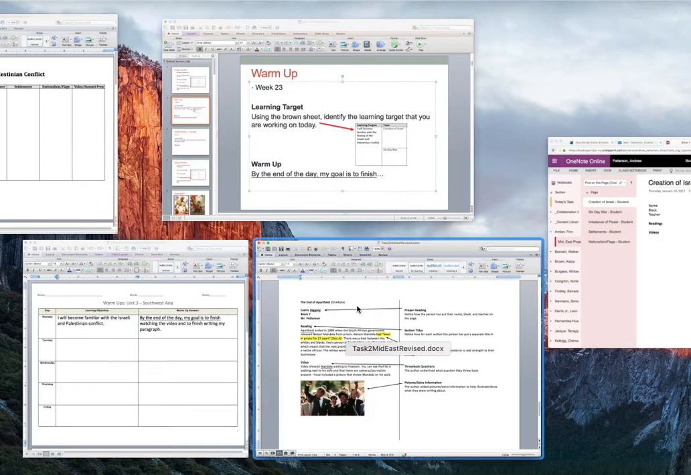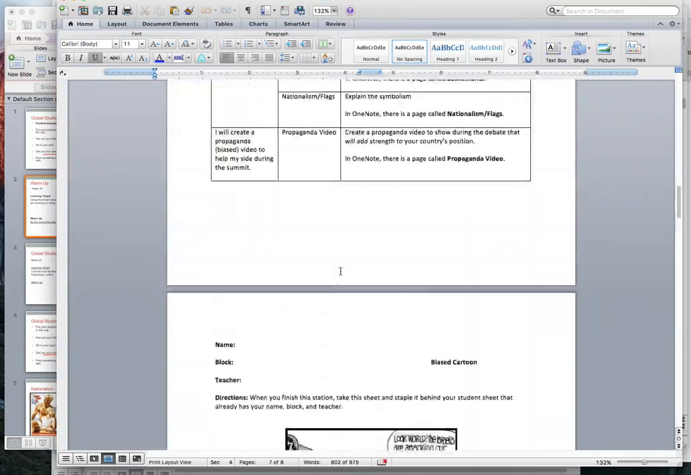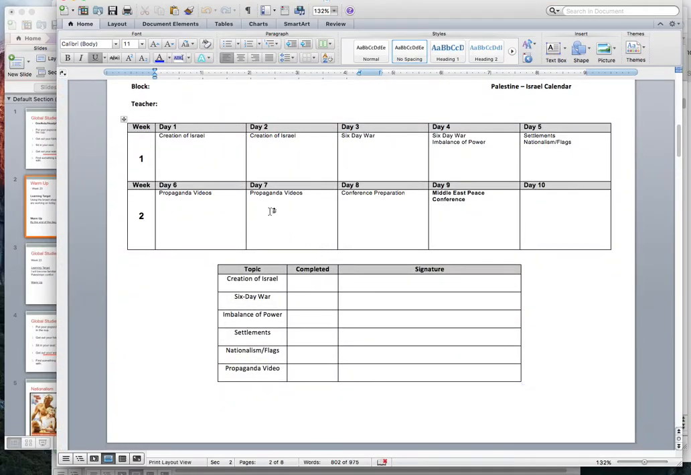As you go through, let's say today I work really hard on day 2, and I create and finish the creation of Israel. I'll get Mr. Patterson to make a check mark that I finished it, and then he will sign off, which will allow me to go to the 6-day war. When I finish the 6-day war, I'll get a check mark and a signature.